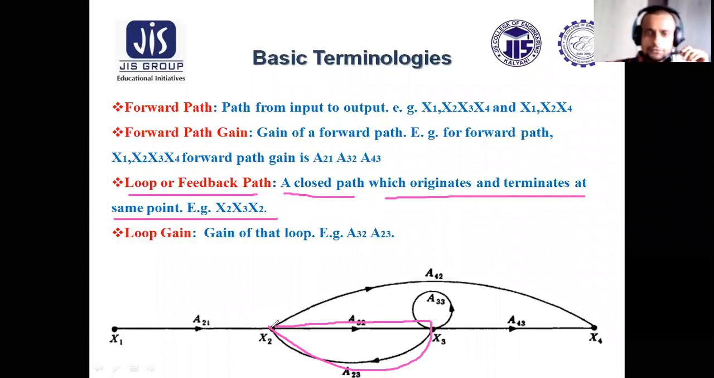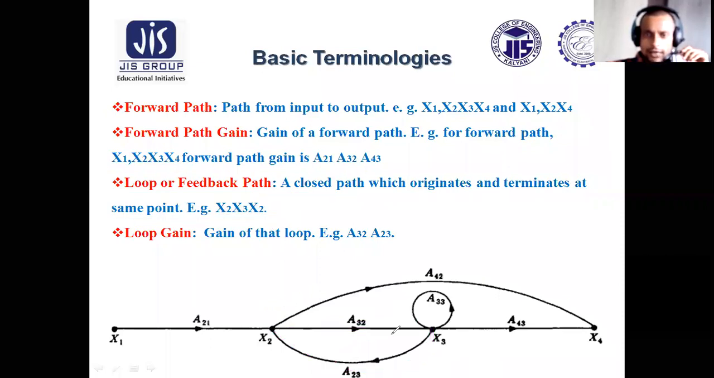See here, this loop started at x2, flows through x3 and returns back again to x2. So this is known as one loop, x2, x3, x2. Now what should be the gain of this loop? The gain of this loop will be a32 into a23. So this is the loop gain. Like forward path gain, loop gain is associated with the path transmittance, whereas the loop or feedback path is associated with the nodes.